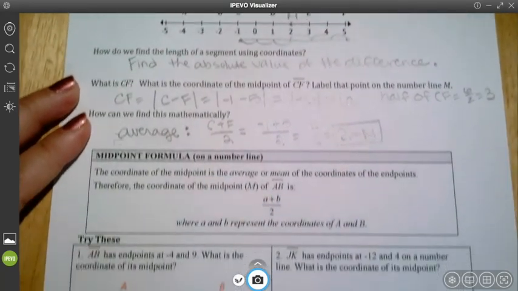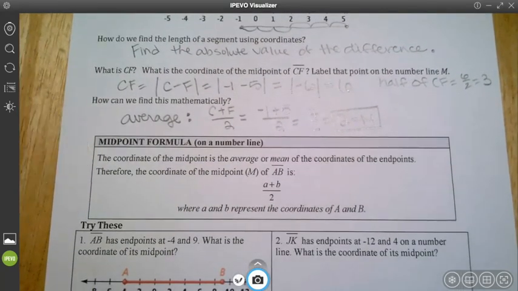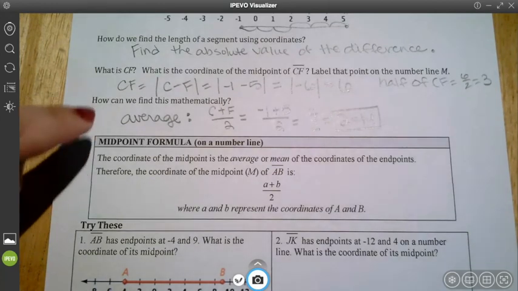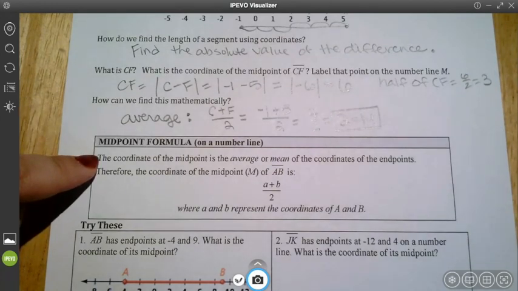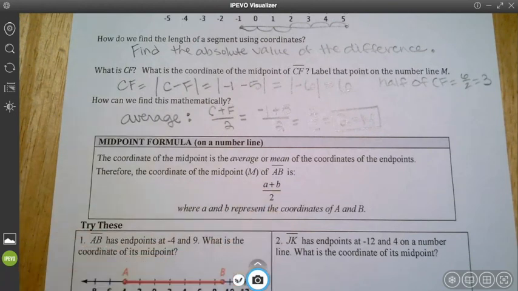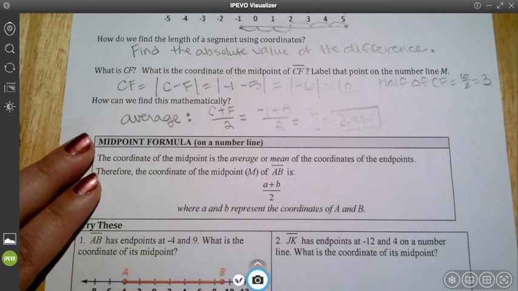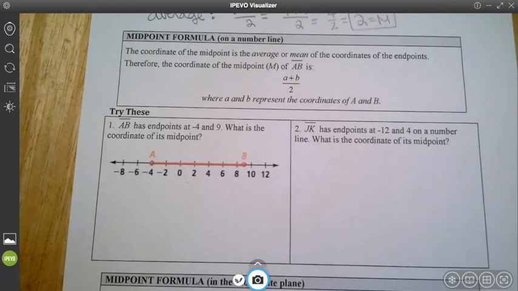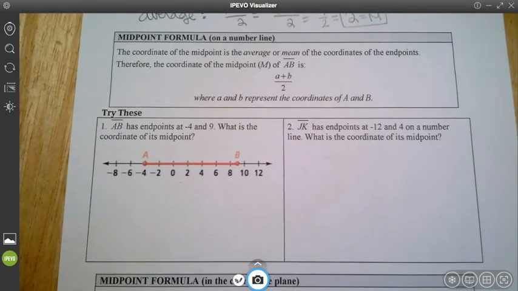And the steps for that are written here, midpoint formula for a number line. So to find the coordinate of the midpoint, we find the average, which is also called the mean, of the coordinates of the endpoints. So to find the midpoint of AB, we add A plus B over 2, where A and B represent the coordinates of points A and B. So what I'd like you to do is go ahead and try number 1 and number 2 here. Pause the video, and then we'll go over them during our synchronous class time.